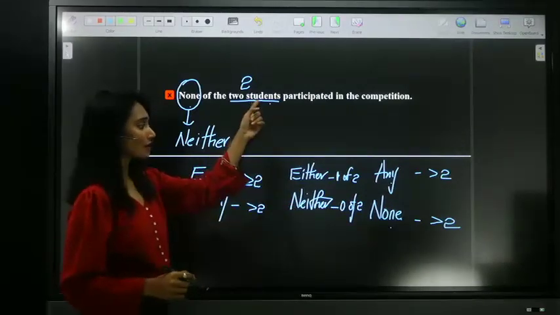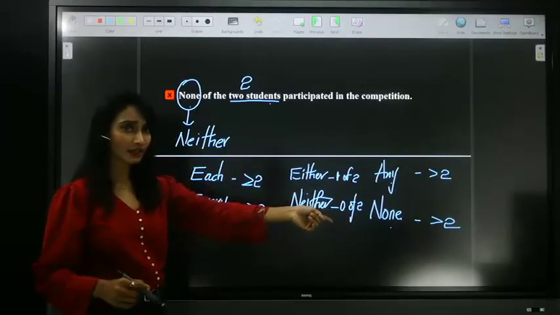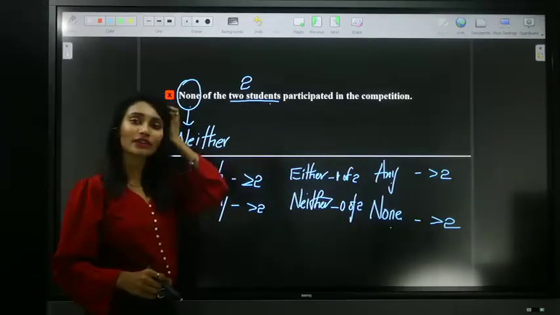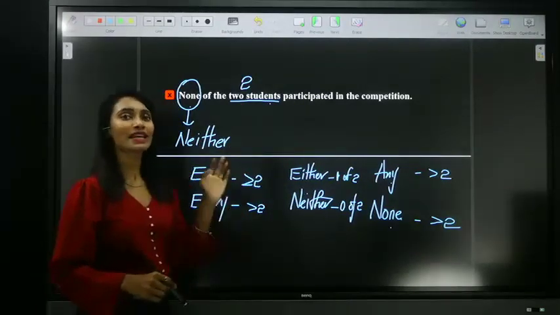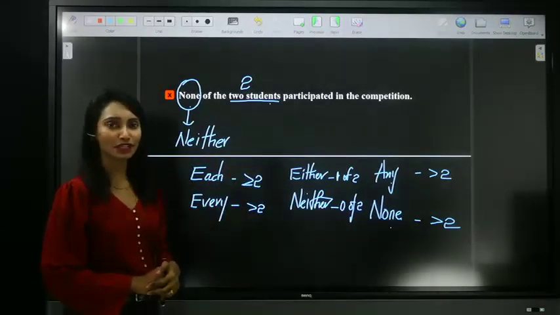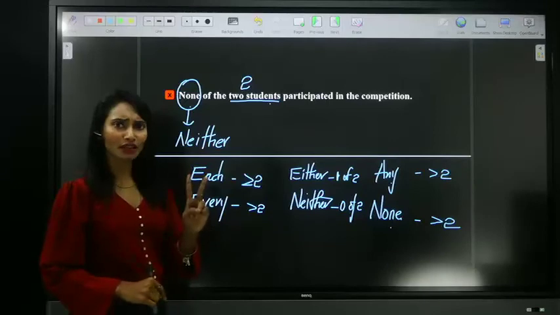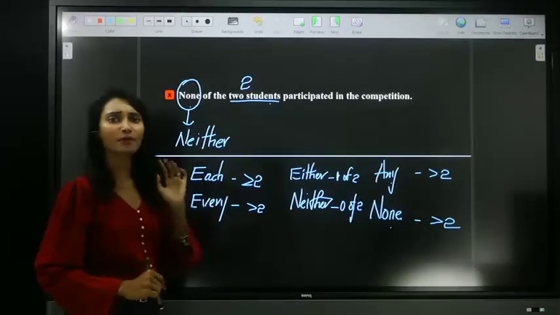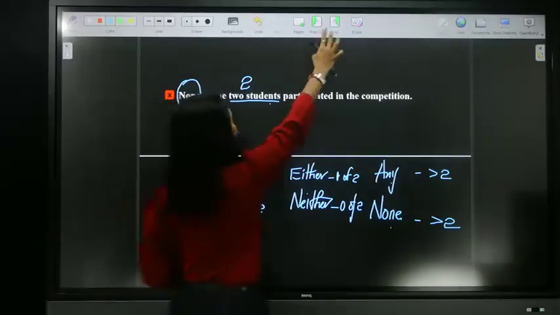Here only two are there. More than two we use none. But here only two are there, so we cannot use none. We have to use neither. Neither of the two students participated in the competition. Two are there, neither, one also not participated. Now look at the next.